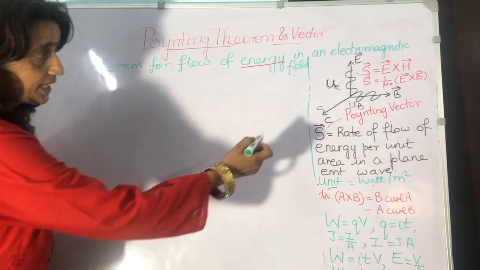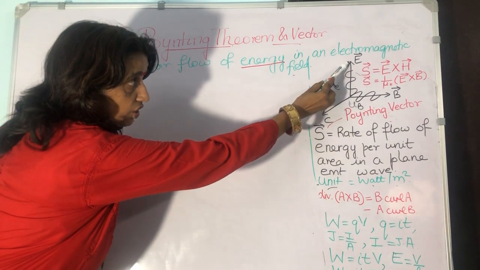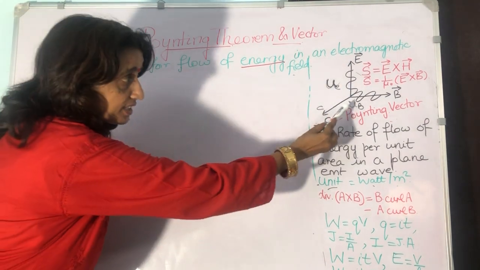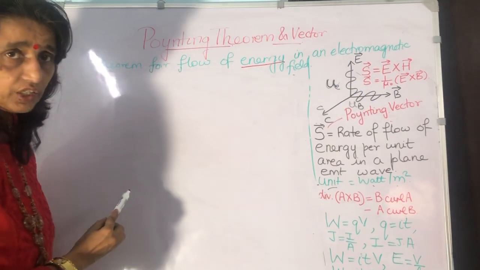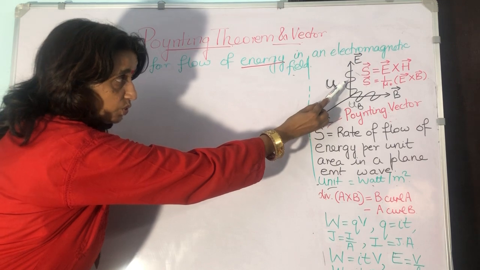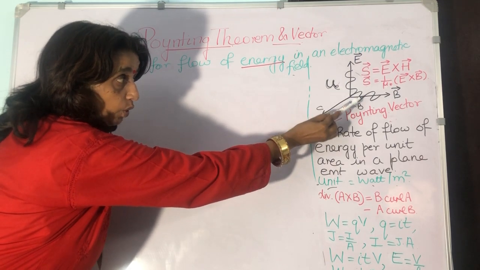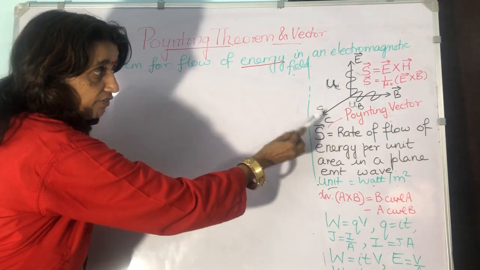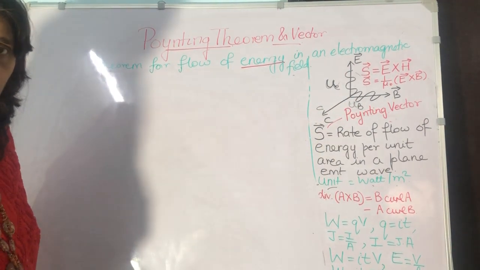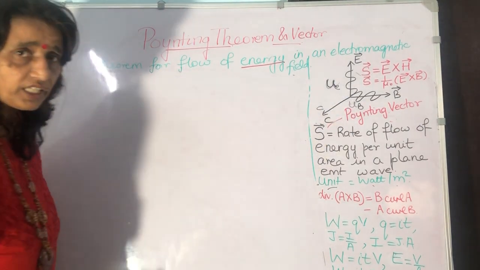You know that an electromagnetic wave, when it travels, consists of electric field components and magnetic field components. When one varies, the other field is produced, and when the electric field varies, the magnetic field is produced. Both these components travel perpendicular to the velocity of light and perpendicular to each other.